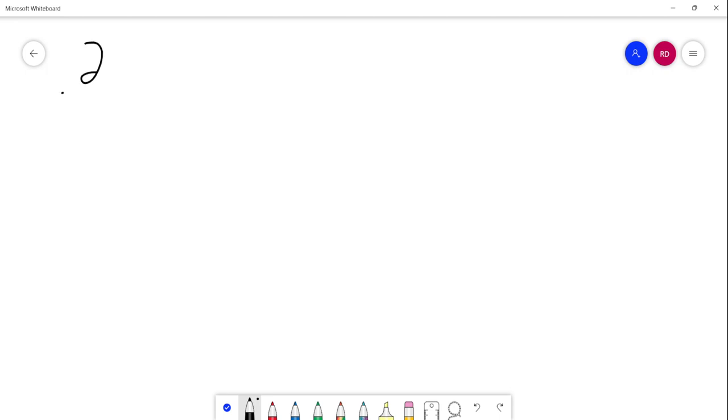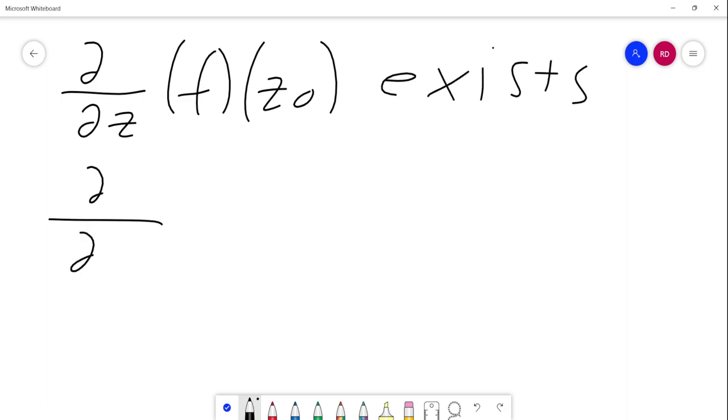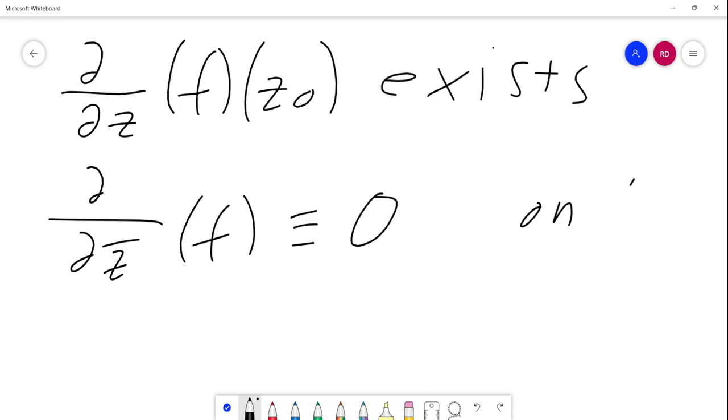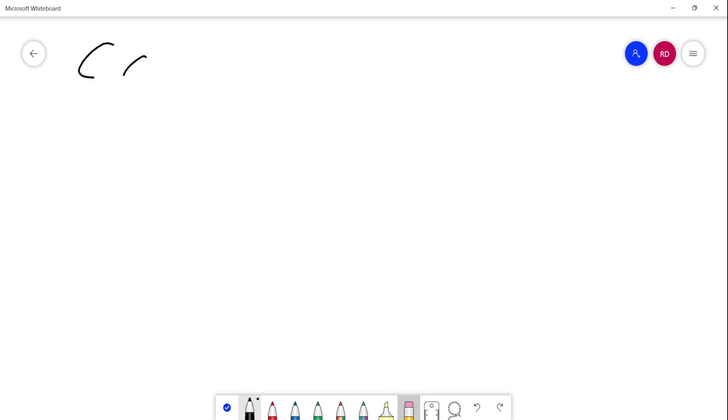One condition would be that del over del z of f exists at z naught, and del over del z bar of f is always zero on D, anytime you've got some number in D. That's saying you can do the derivative with respect to z, and you can also rewrite it in terms of z bar, the conjugate, and that will be zero. But an easier condition, maybe, is what are called the Cauchy-Riemann equations.